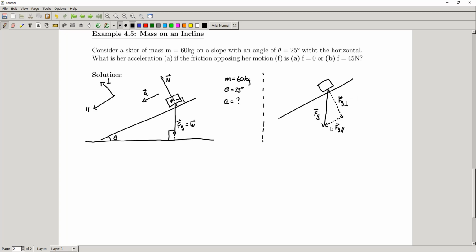Okay? So what we really need is this angle in here. I'm going to call this angle alpha. And let's remember that this angle here, this is what we called theta.